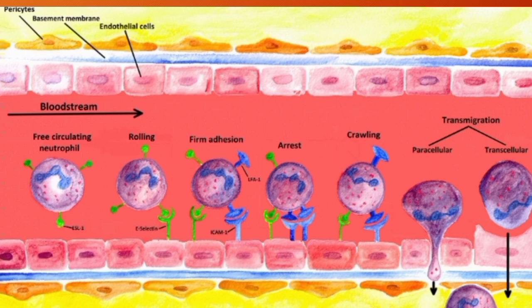P-selectins are stored in the endothelial cells and the platelets, and after activation, P-selectin reaches the apical cell membrane of the endothelium. E-selectin is synthesized de novo at the endothelial surface. These both bind to adhesive ligands present on the neutrophil.